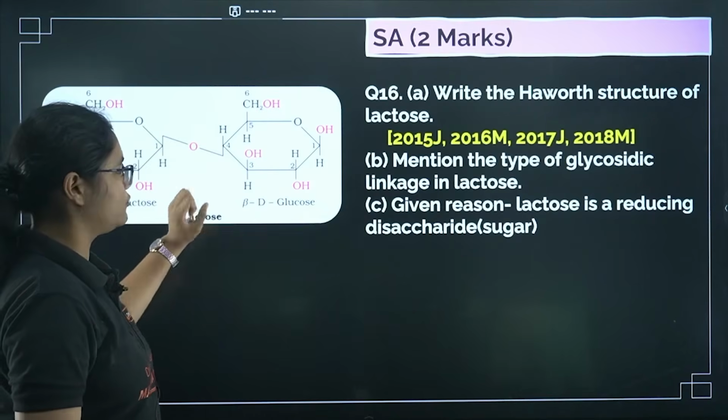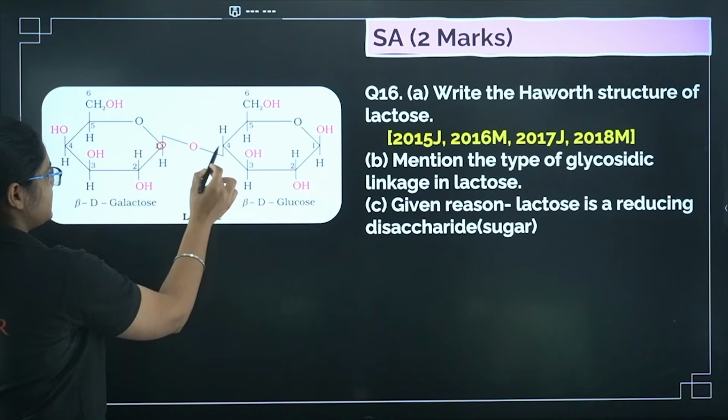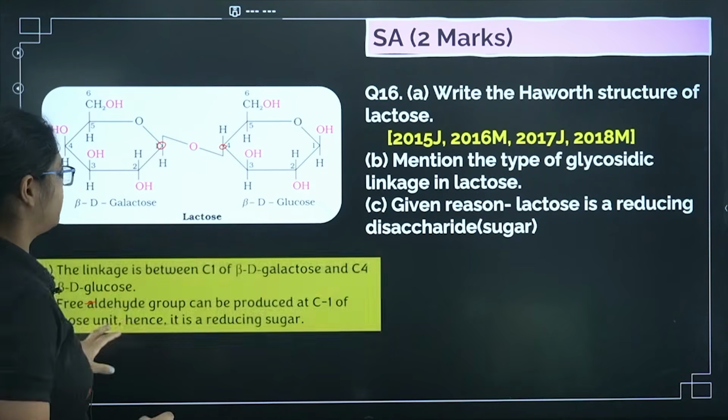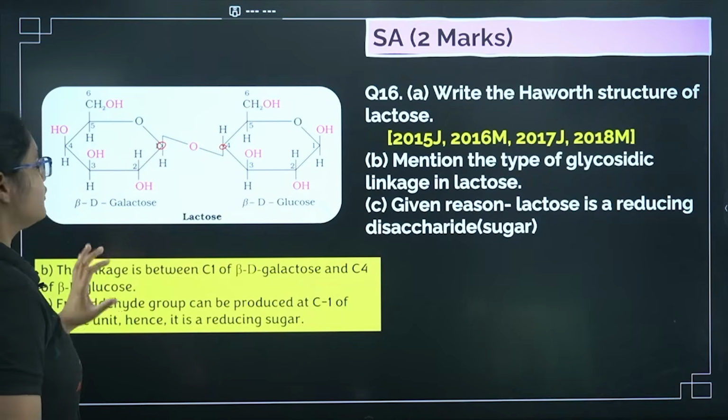Next, write the Haworth projection of lactose. This structure you have to draw. Mention the type of glycosidic linkage. The glycosidic linkage is C1 to C4, so we have C1 of beta D galactose linked to C4 of beta D glucose.